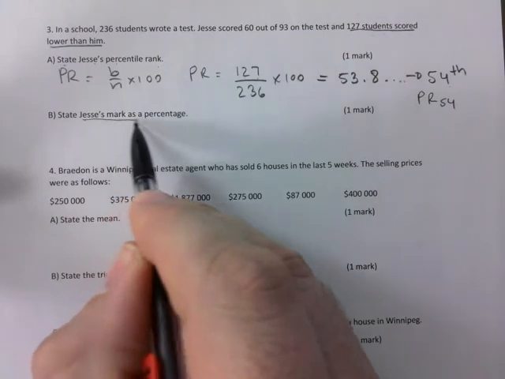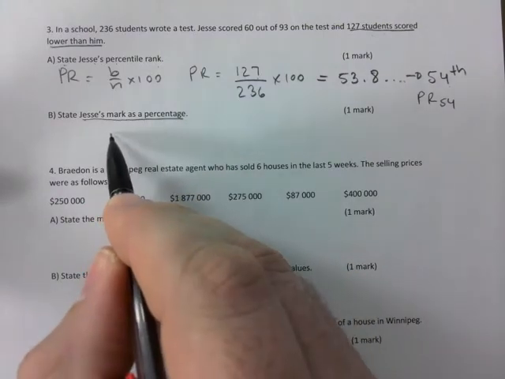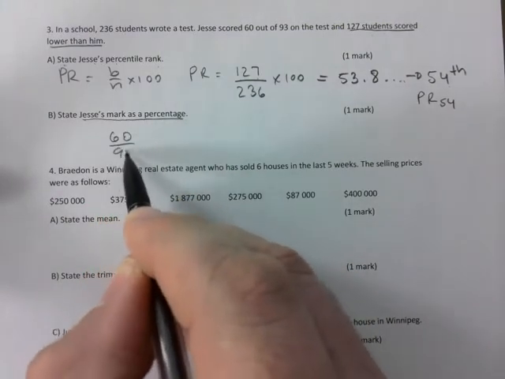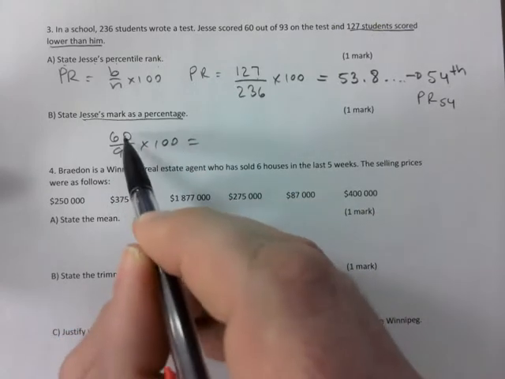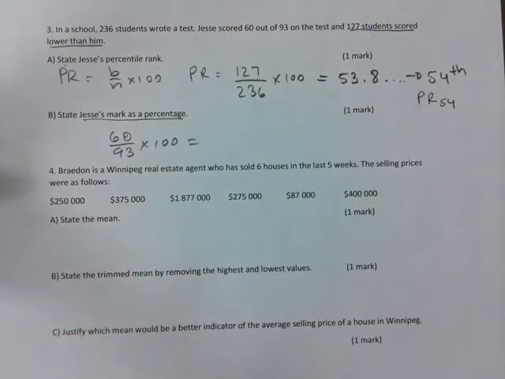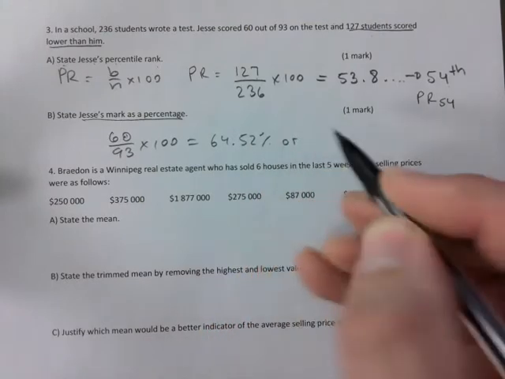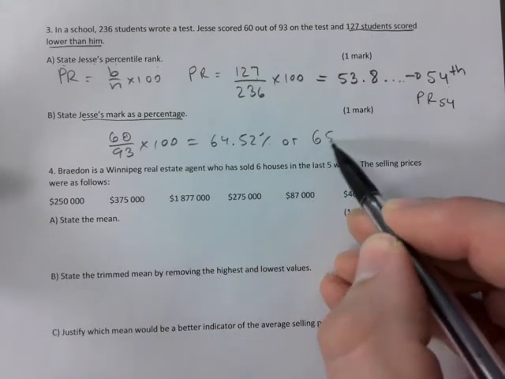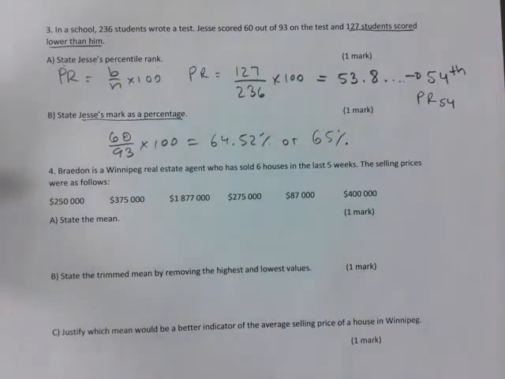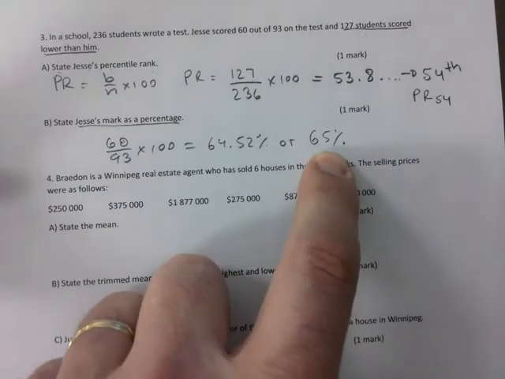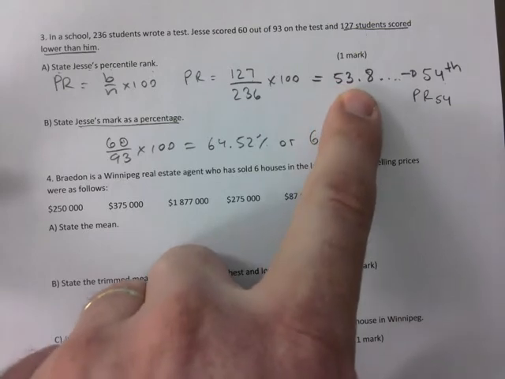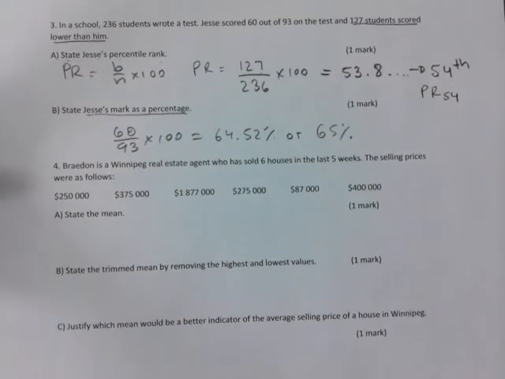What about Jesse's mark as a percentage on the test? All you need to do is you go 60 over 93 times 100. This is the test score, right? If you score 15 out of 20, you go 15 divided by 20 times 100. And that gives you 64.52%, or I will allow you to go 65%. That's fine. You're safe to keep it as 2 decimals. So pass the test. 65% puts you about middle of the pack in this scenario.